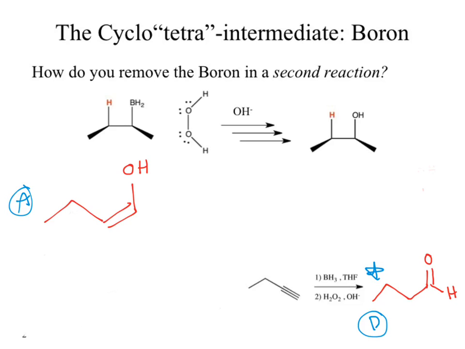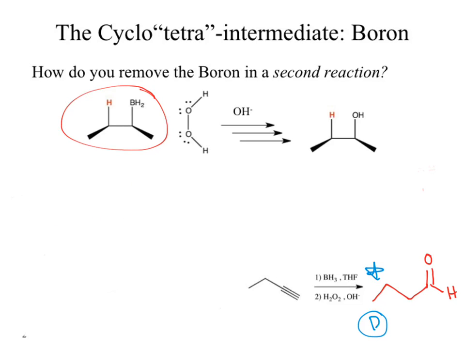So what happens when we go through and react? Well, the first thing that happens is we form our borane intermediate. The borane reacts with a pi bond and it adds the boron and the hydrogen across the double bond. Okay, so our very first product from that very first step is we would have the hydrogen and boron added on there.